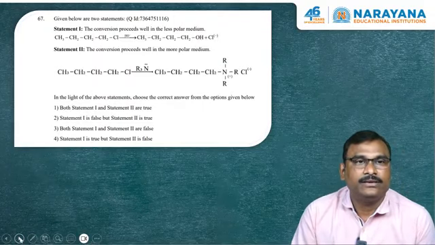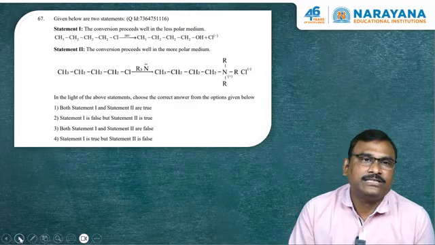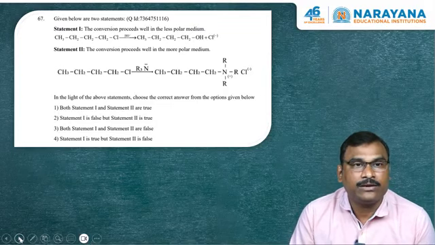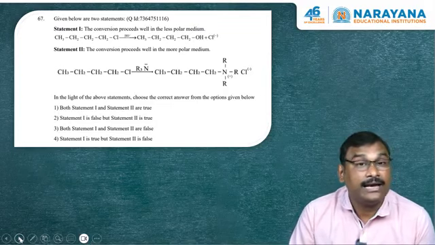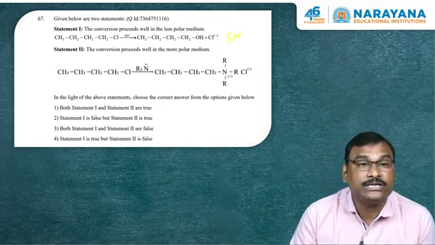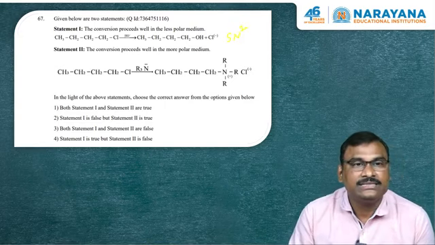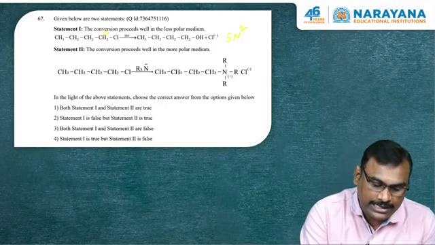67. Again the question is statement based. Statement one: the conversion proceeds well in the less polar medium. Yes, n-butyl chloride with alkali, OH minus, produces n-butyl alcohol. Therefore, it is a nucleophilic substitution. We can say this is an SN2 mechanism since it is a primary alkyl halide, and the nucleophile is also a strong nucleophile.